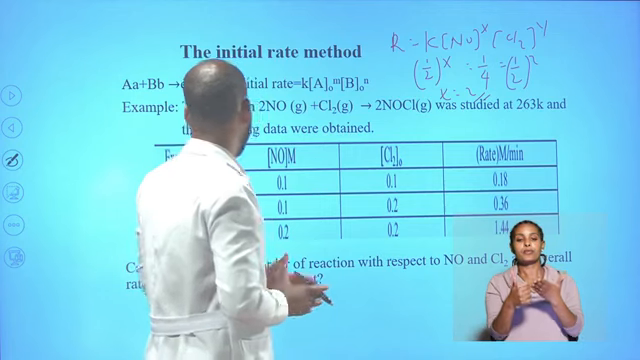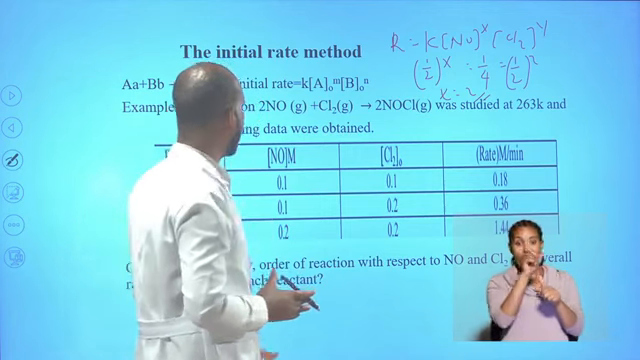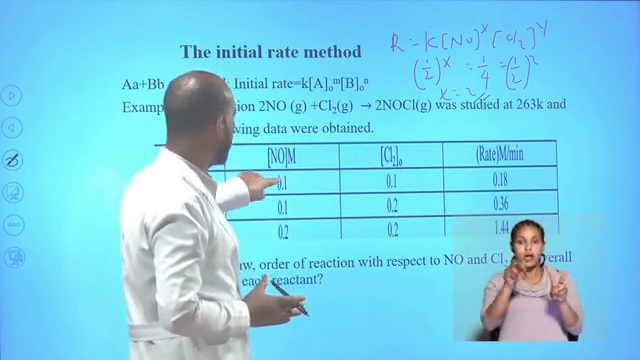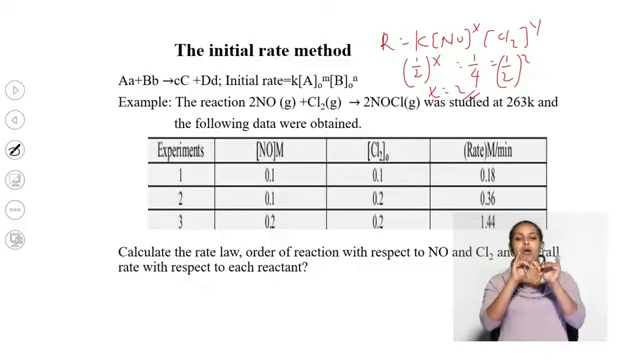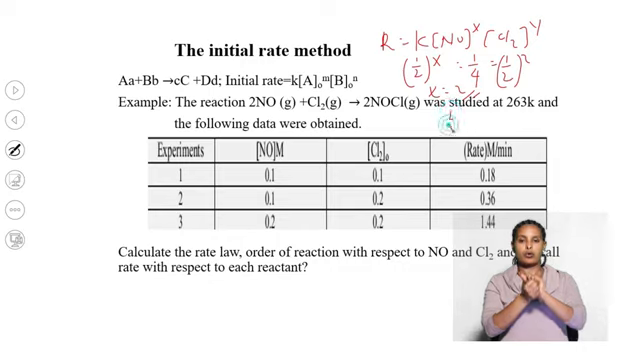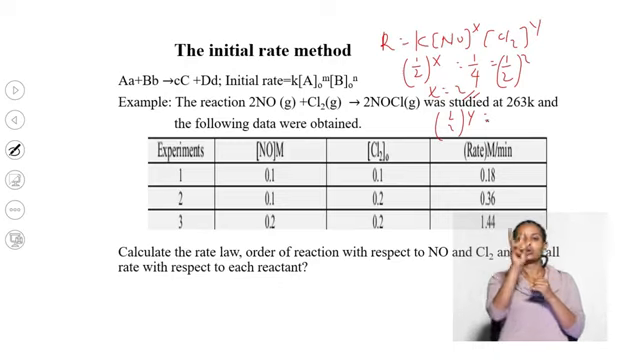Therefore, in experiment 1 and 2, concentration of nitrogen monoxide is constant. Concentration of Cl2 is varied. (1/2)^y equals rate 1 divided by rate 2, which is 18 divided by 36, which is 1/2. From this, the value of y is 1.